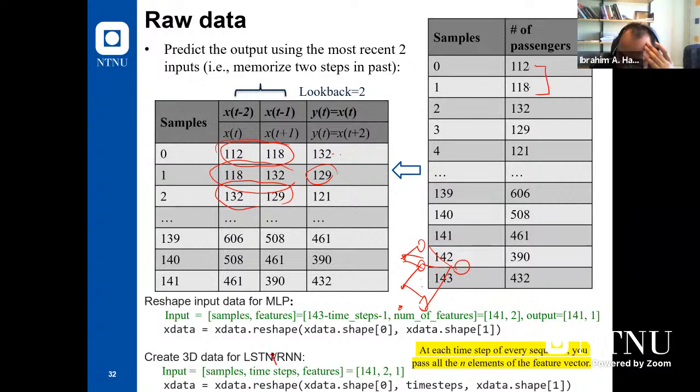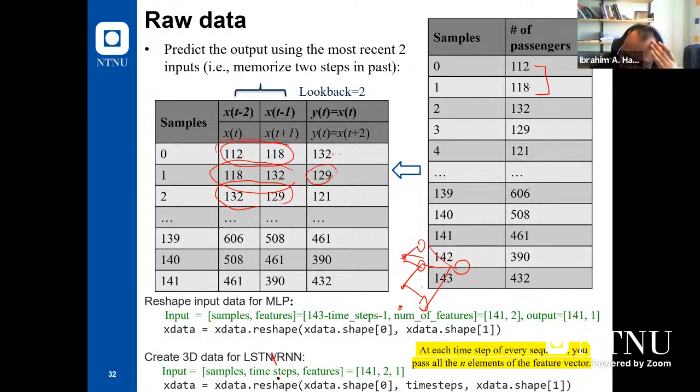Sorry. So in case of LSTM or RNN, we need to have the data in a 3D format. We need to create 3D data for RNN training. So the data must be in this format. It will be number of samples, the first dimension. The second dimension will be time steps, and the third one will be number of features.